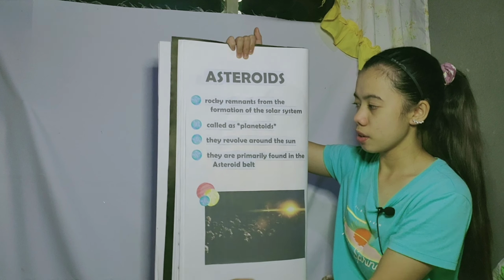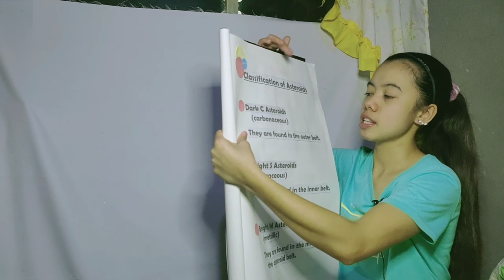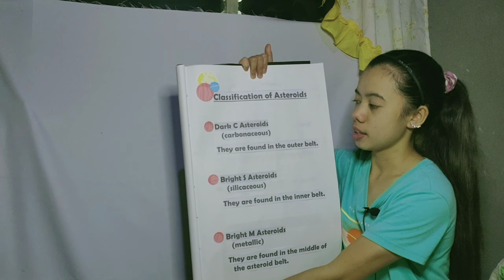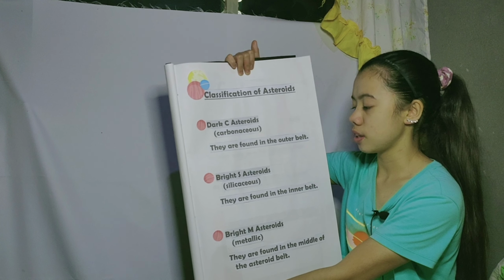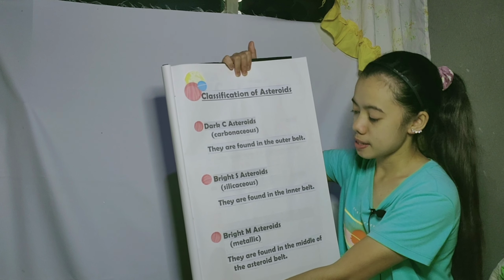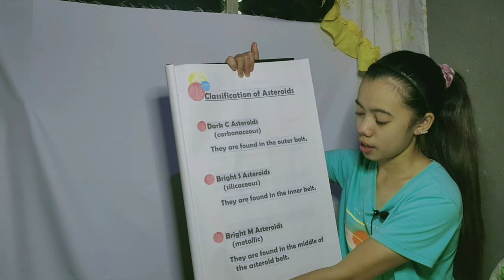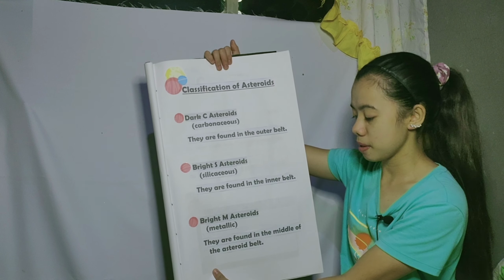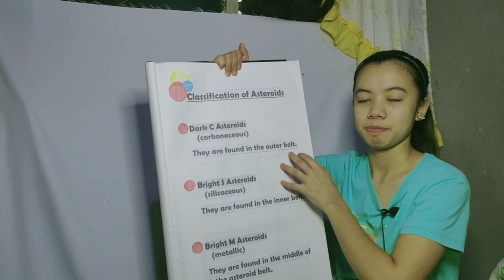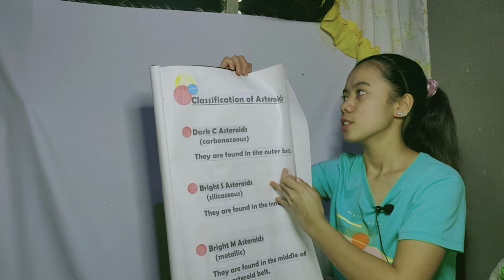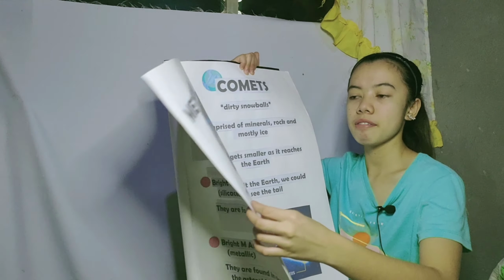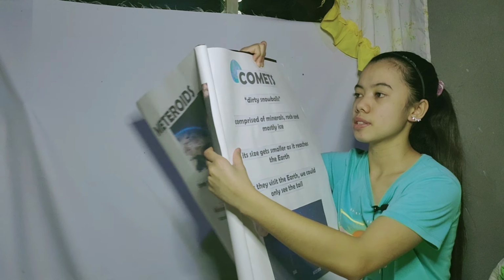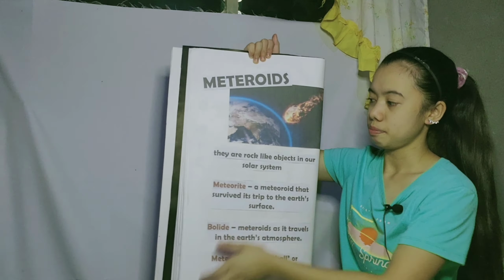After that, we have here the classification of asteroids, like the dark C asteroids, which are found in the outer belt, the bright S asteroids, which are found in the inner belt, and then the bright M asteroids, which are found in the middle of the asteroid belt. Okay? So next, we have meteoroids. Right, so we're almost done.